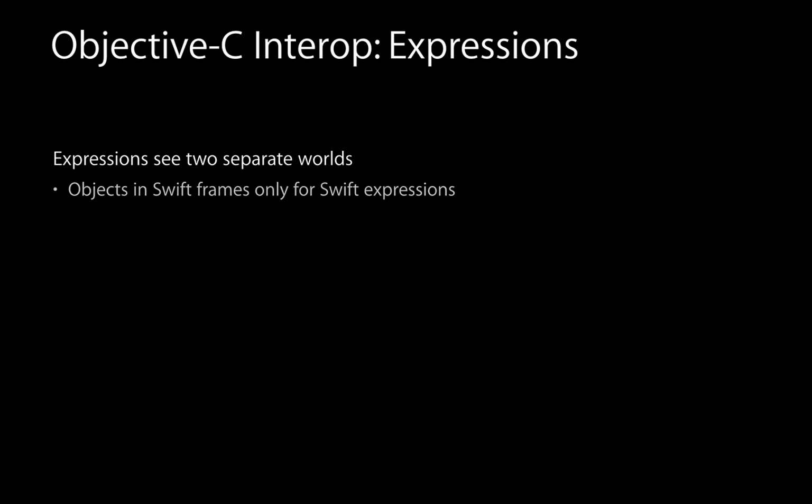If I'm evaluating expressions, however, things become a little more strongly separated. Expressions see two separate worlds. Objects that exist in Swift frames are only usable by Swift expressions. And the same is true for objects in Objective-C code frames. Your result variables get two separate namespaces. A little background on that.